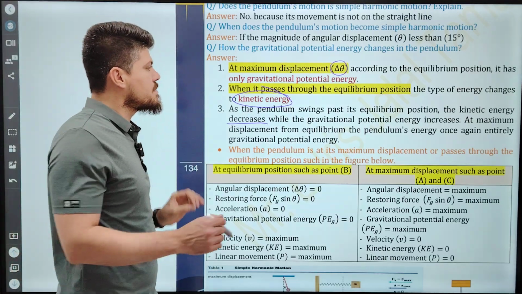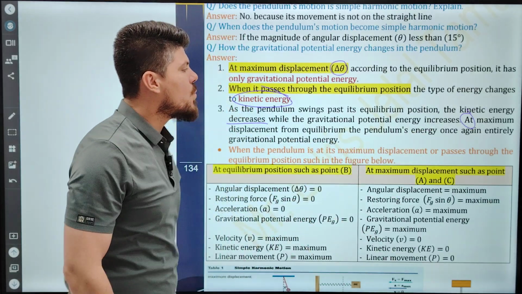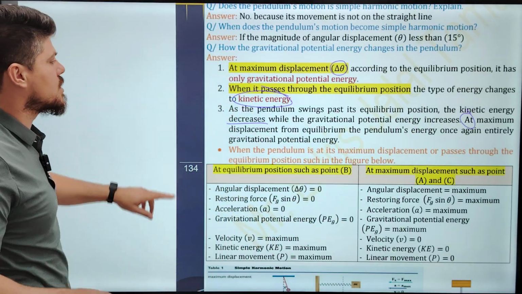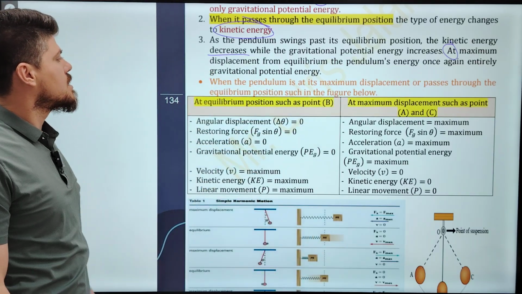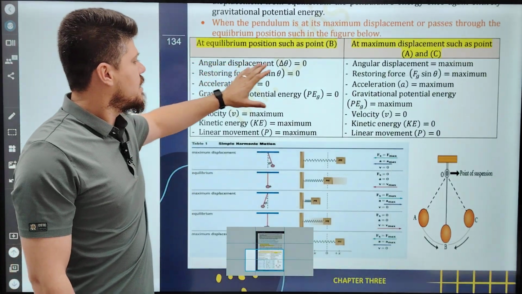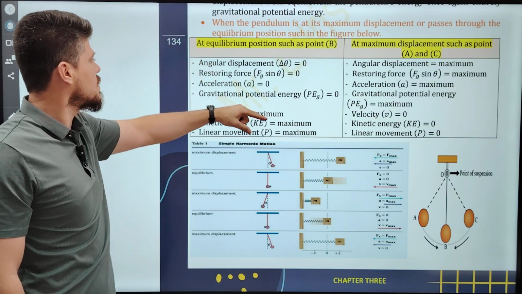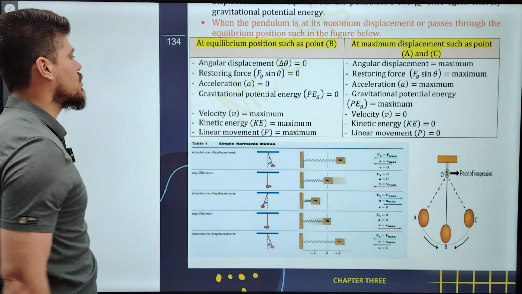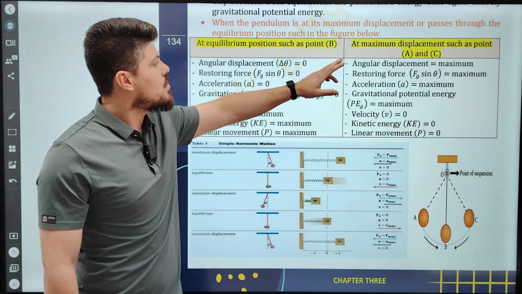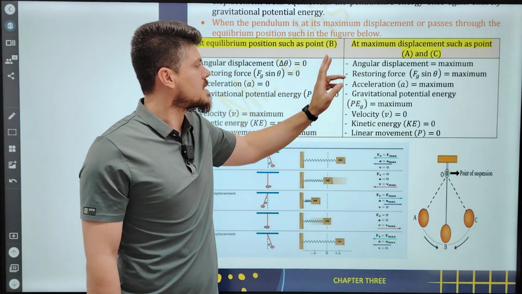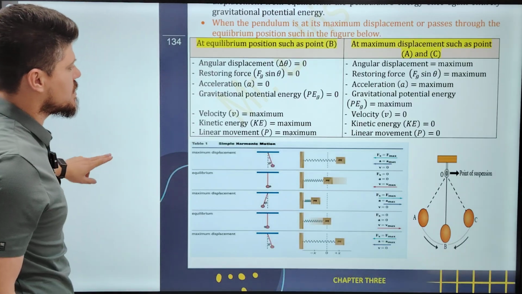Okay, but at maximum displacement from equilibrium, the pendulum's energy is once again entirely gravitational potential energy. When the pendulum is at maximum displacement or passes through the equilibrium position, such as in the figure below. As I told you, at equilibrium position, angular displacement 0, restoring force 0, acceleration 0, gravitational potential energy 0, but velocity, kinetic energy, momentum become maximum. But at maximum displacement, angular displacement maximum, restoring force maximum, acceleration maximum, gravitational potential energy maximum, but velocity, kinetic energy, and linear momentum become 0. Okay?